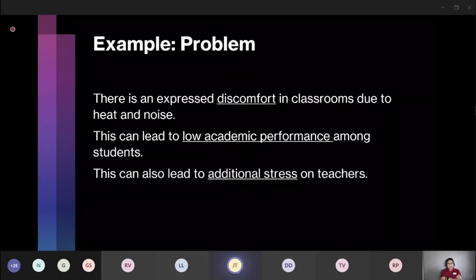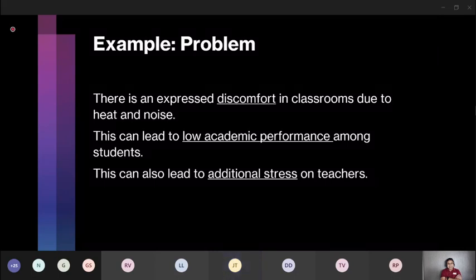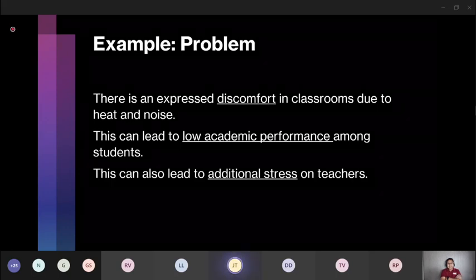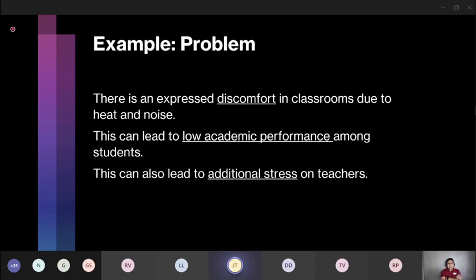Sir, my probable research question would be, how important is proper and adequate ventilation within school classrooms with regards to the academic performance of students? Okay, thank you. That's good. How important is proper and adequate ventilation within school classrooms with regards to, wait lang.